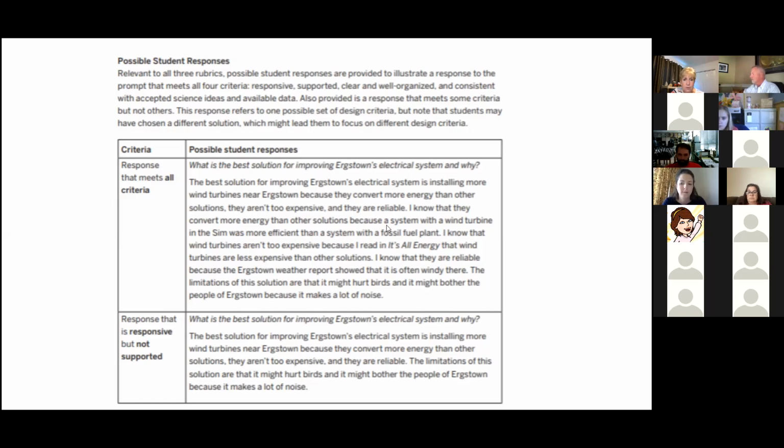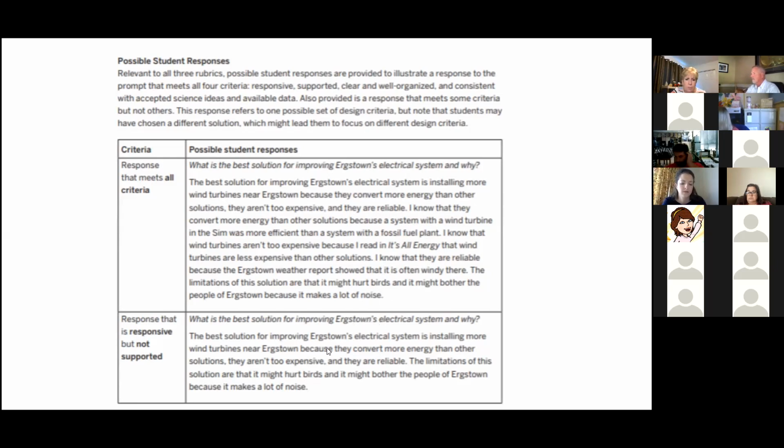And then it shows you examples of how they know that. From using the sim, they found out that the wind turbine was more efficient. They know that it's not too expensive because they read about that in It's All Energy. They know they're reliable because they've learned during the course of the unit that it's windy in Ergstown and they're going to have plenty of wind as the energy source that can be converted by those turbines.